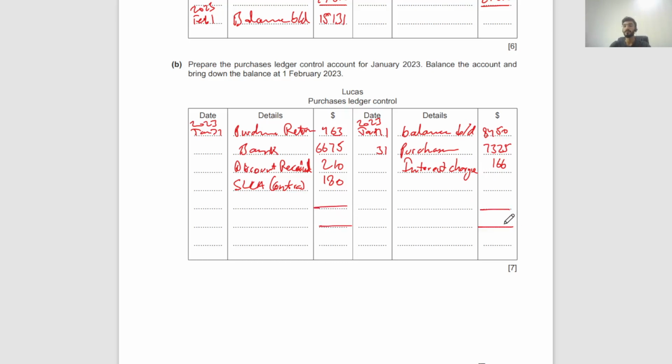Whether you do the credit side or the debit side first is up to you. 8450 plus 7325 plus 166 is 15941. We're expecting a credit balance, of course, because it's a payables account. Then 463 plus 6675 plus 210 plus 180. That's 7528.